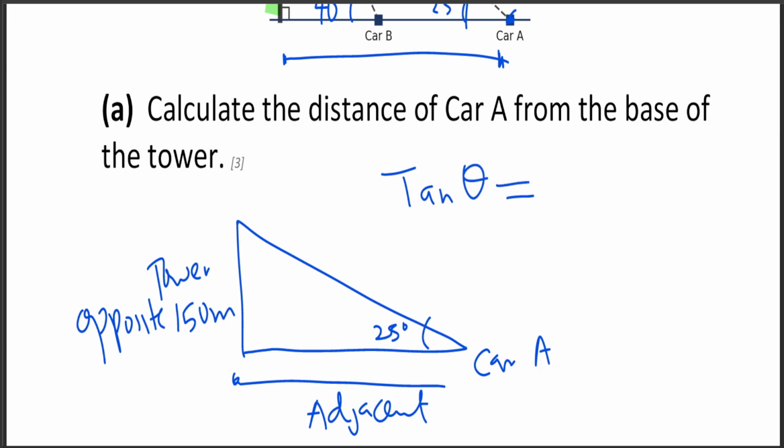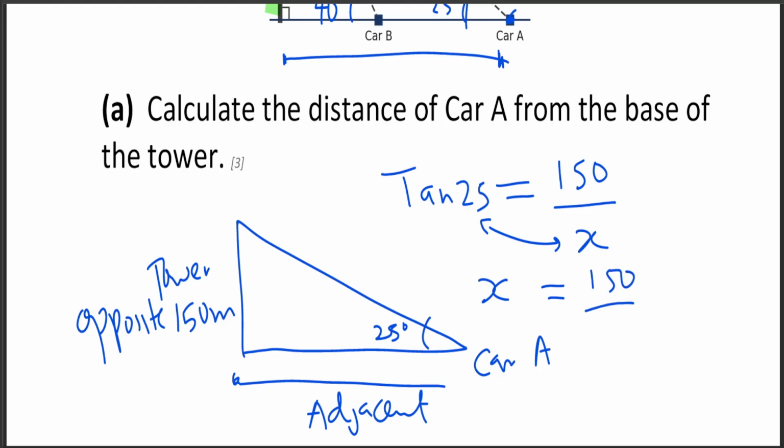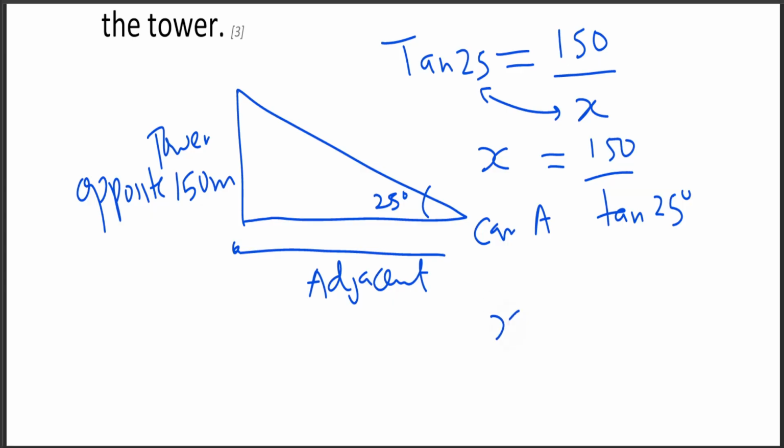So kitu ambayo iko na opposite na adjacent, I've repeated several times, ni tan. Toa opposite over adjacent, opposite yako ni 150 over adjacent yako haujui, na angle yako ni 25 degrees, so tan 25. So again we said you change them, substitute them, so x itaenda juu is equal to 150 divided by tan 25, and therefore x is going to be equal to 150 divided by tan 25 is going to give you 321.68 meters. That is the answer to this question.